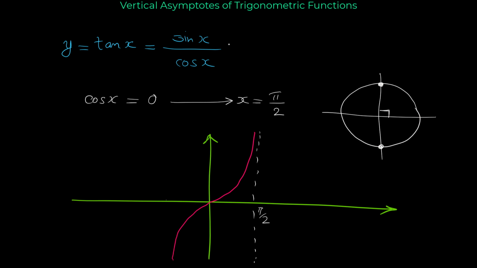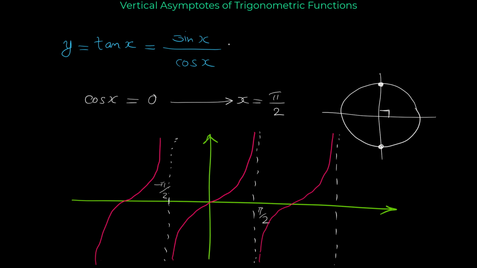But actually, we have one vertical asymptote here. What is that? Can you guess? It is negative pi over 2. But as I mentioned, this is only part of the graph of tangent x. Remember, all the trigonometric functions are periodic. So we have this here, we have also this here, and this repeats forever.